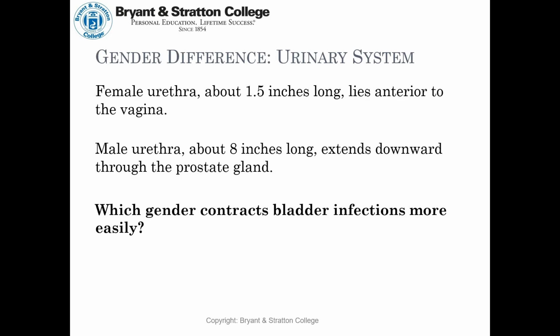So, gender differences in the urinary system. This, along with the reproductive system, is where we'll see the gender differences. In females, the urethra is only about 1.5 inches long. In the male, the urethra is 8 inches long because it has to, again, wrap around the prostate gland and follow through the penis. So, because of these differences, what gender is going to be able to contract a bladder infection more easily? Females.